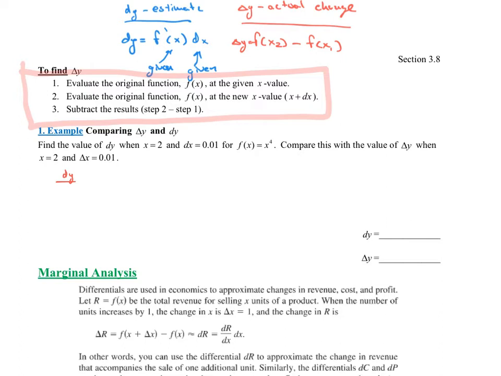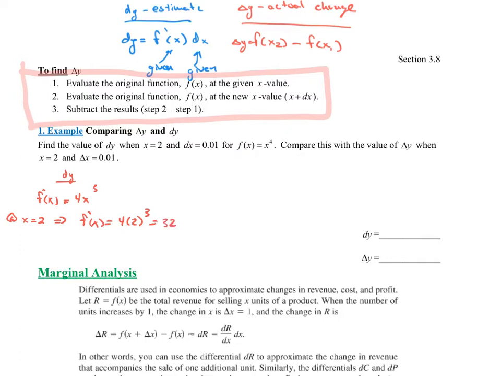So let's first look at dy, our estimated change. To find our estimated change, the first thing we do is find the derivative. The derivative of x to the fourth is 4x cubed. So now we're going to evaluate that at our given x value, x equals 2. So we find that f prime of x would be 4 times 2 cubed, which is 32.